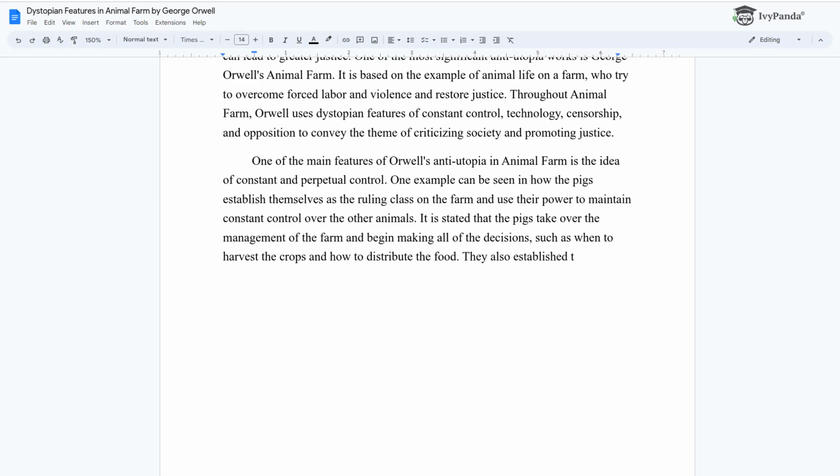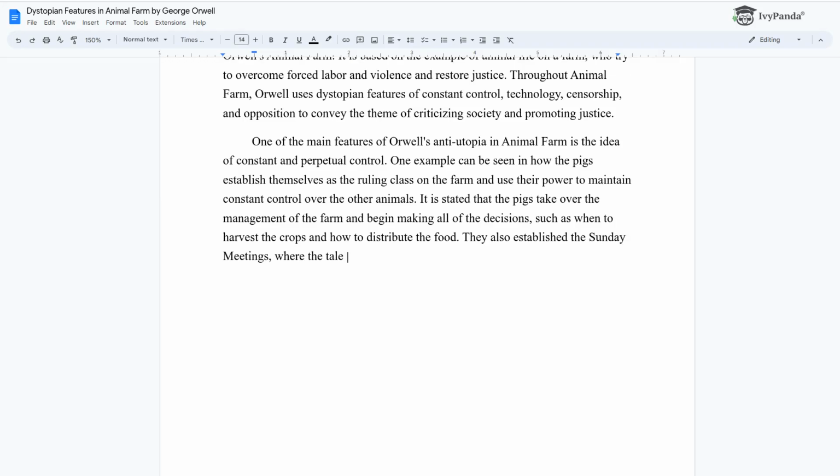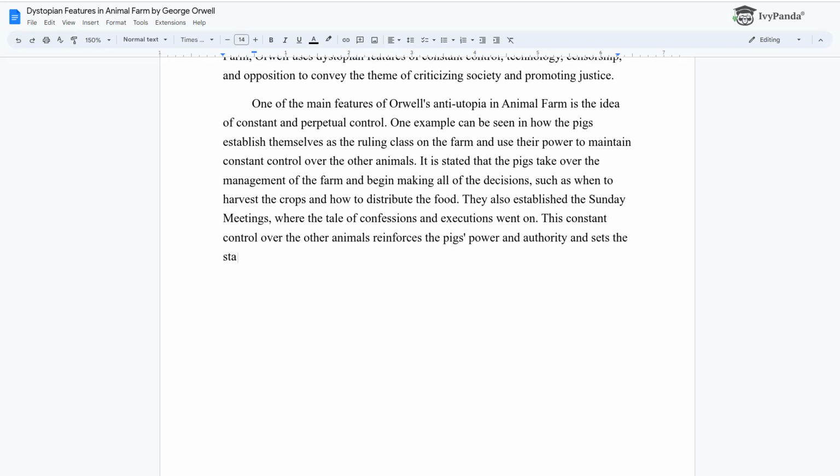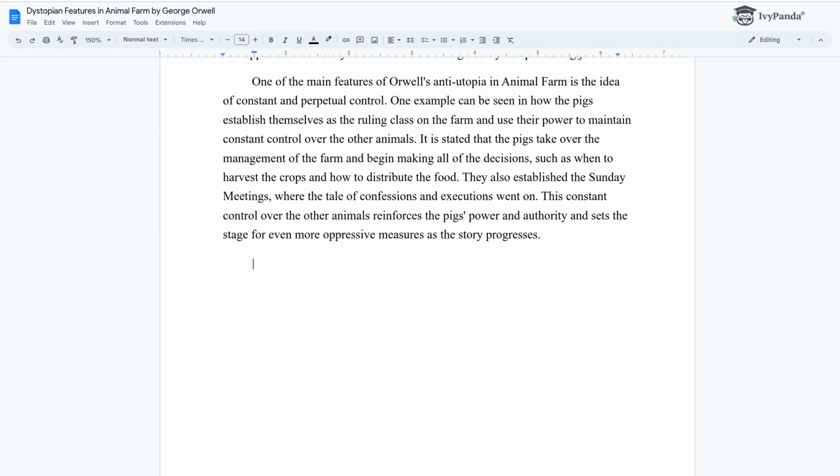They also established the Sunday meetings, where the tale of confessions and executions went on. This constant control over the other animals reinforces the pigs' power and authority and sets the stage for even more oppressive measures as the story progresses.